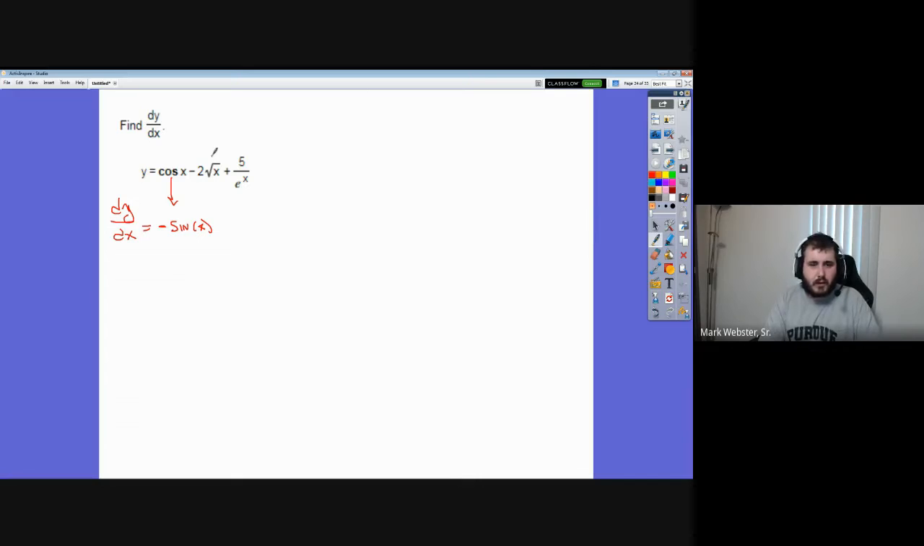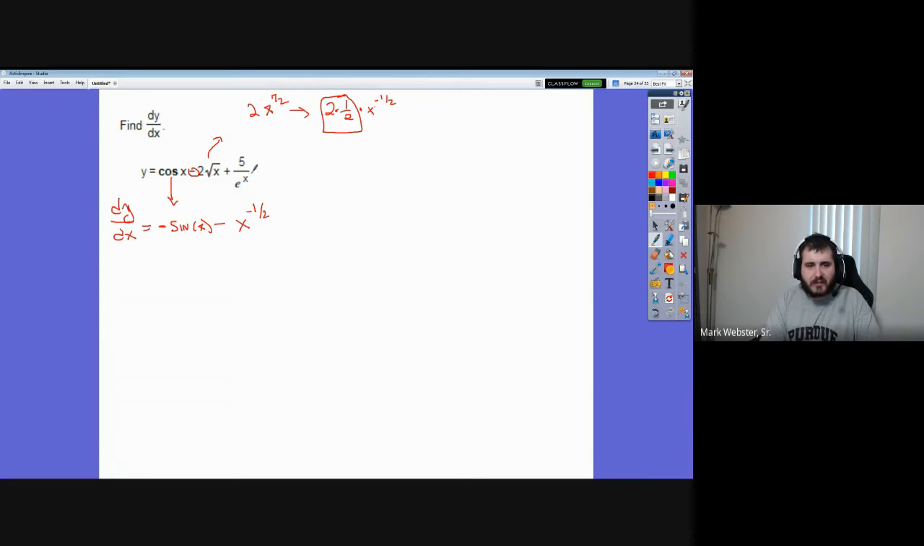Well, again, think about it like this. We've got 2 times x to the 1/2. So we bring down the 1/2 and bring that down by 1. So this is going to be 2 times 1/2 times x to the negative 1/2. That's 1, right? So minus x to the negative 1/2.